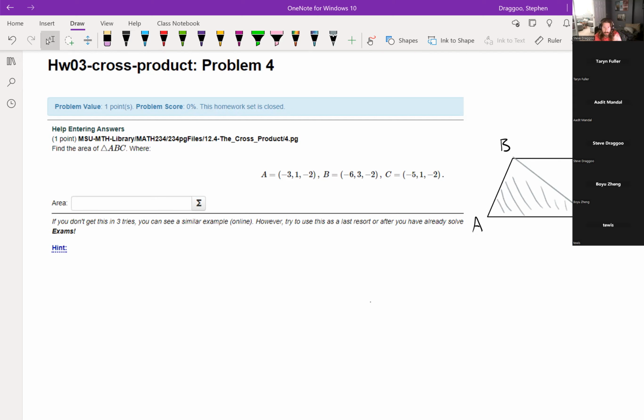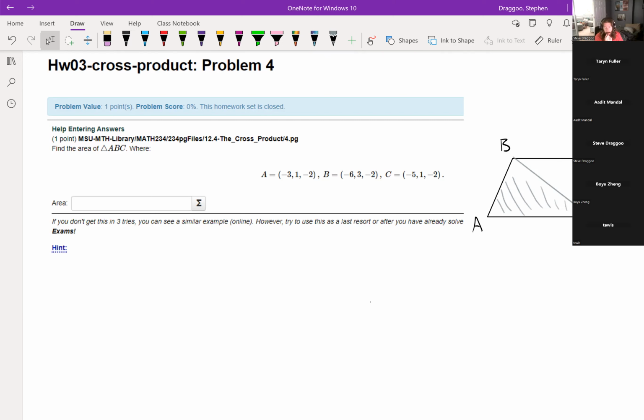And I'm also drawing on the implied parallelogram that goes along with that triangle. Since we know from another one of our definitions that the magnitude of the cross product is equal to the area of the parallelogram constructed by the two vectors that we're crossing. And it so happens that if we cut a parallelogram in half, we'll get exactly the triangle that we're after. Triangle with these three points.